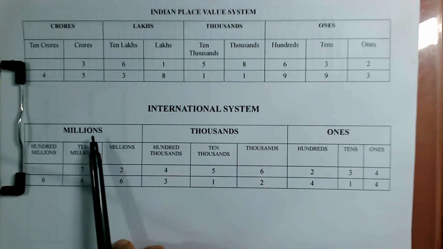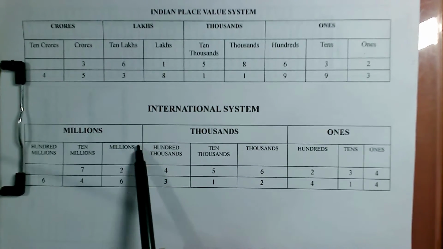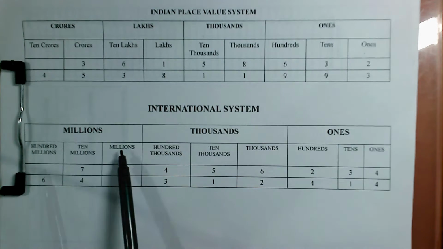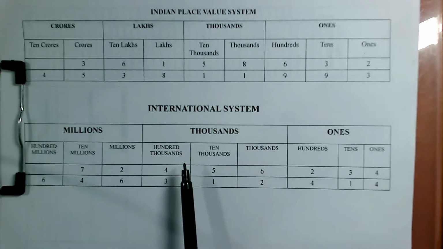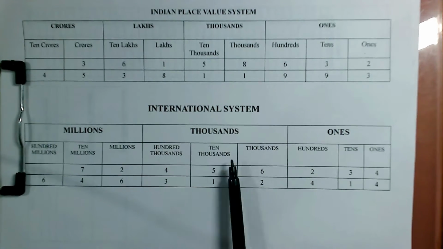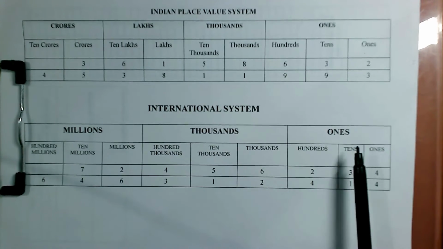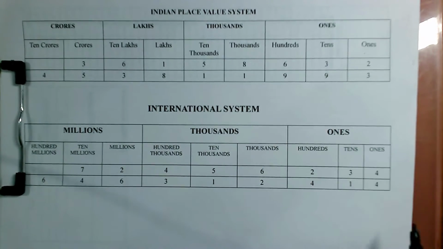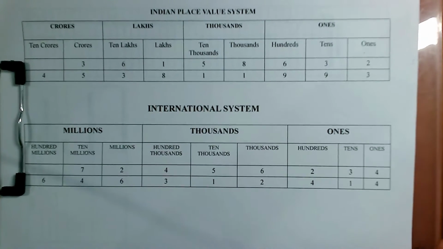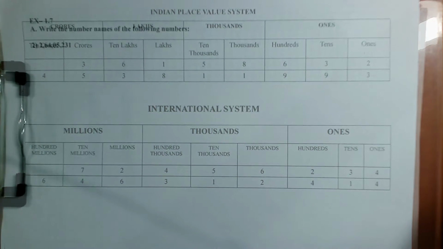In the millions period, they are read together till here. 100 million, 10 million, and million are read together. And the thousands period, 100, 10,000, and thousands. And ones, hundreds, tens, ones. This is all about the international system.